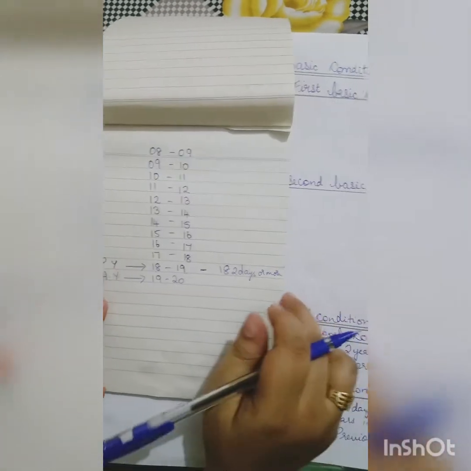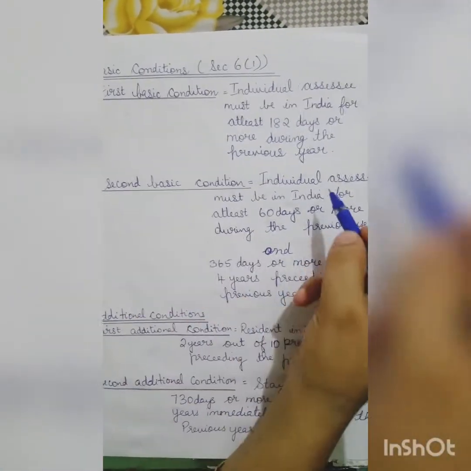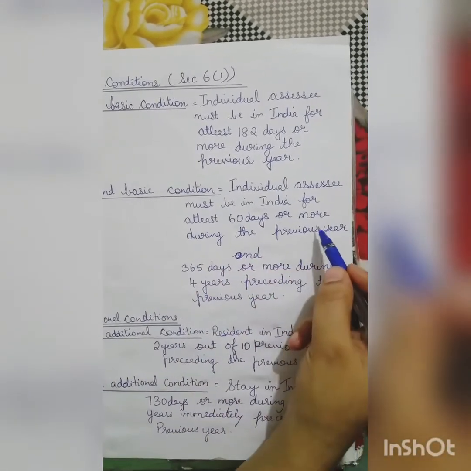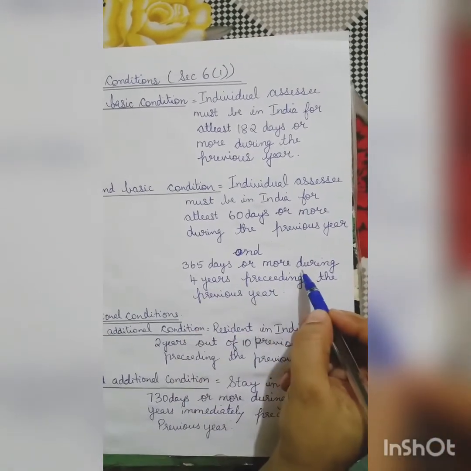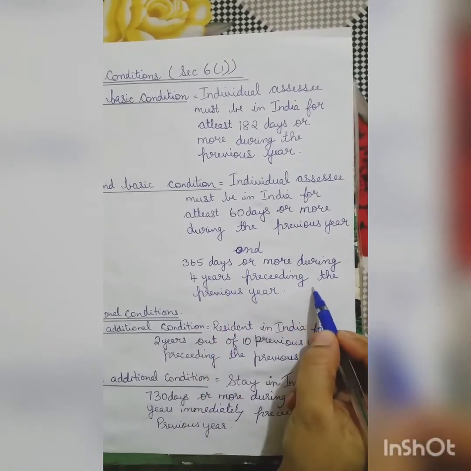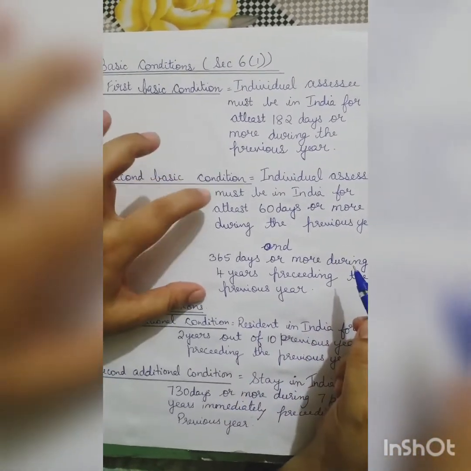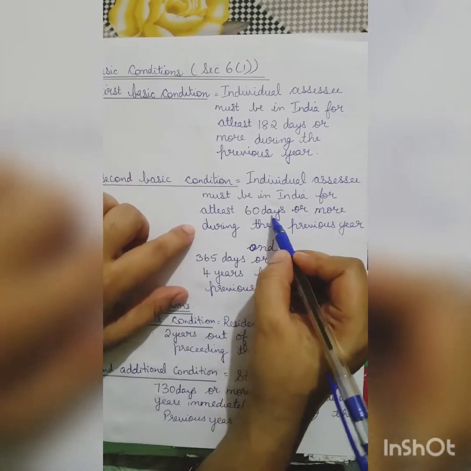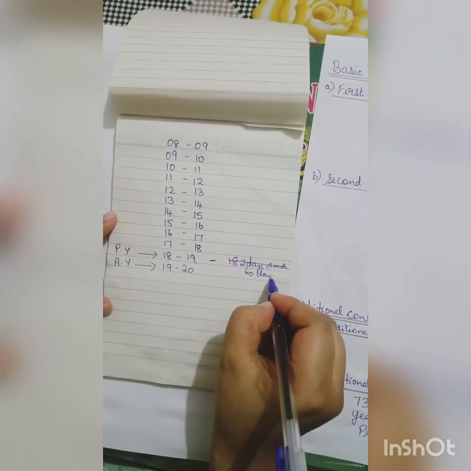Now let's look into the second basic condition. As per the second basic condition, the individual assessee must be in India for at least 60 days or more during the previous year and 365 days or more during the 4 years preceding the previous year. So in the second basic condition, we have two parts. The first part states that in the previous year, the individual assessee must be in India for 60 days. Which means in this year 18-19, he should be in India for 60 days.